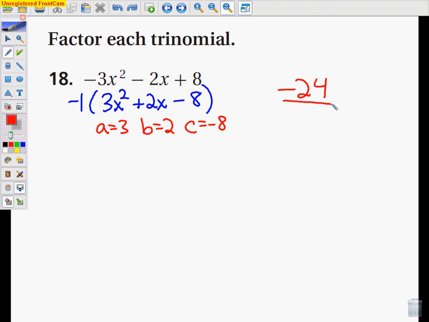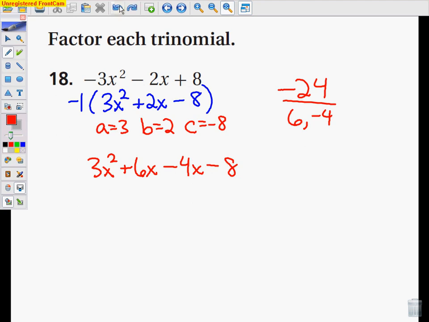Well, that is positive 6 and negative 4. So we're going to use these two numbers to break up that b. Okay? So we're going to have this 3x squared. We're just going to bring that down. And then instead of 2x, we're going to bring in our factors, positive 6x and negative 4x. And then we're going to bring down that minus 8. This negative 1, I'm not going to worry about it right now. I'm just going to leave it there, and then I'll drop it down at the end.